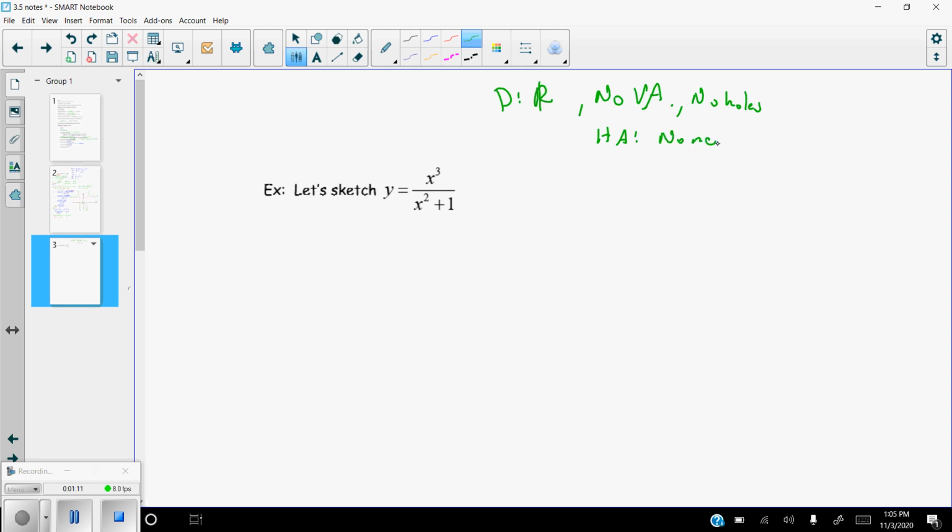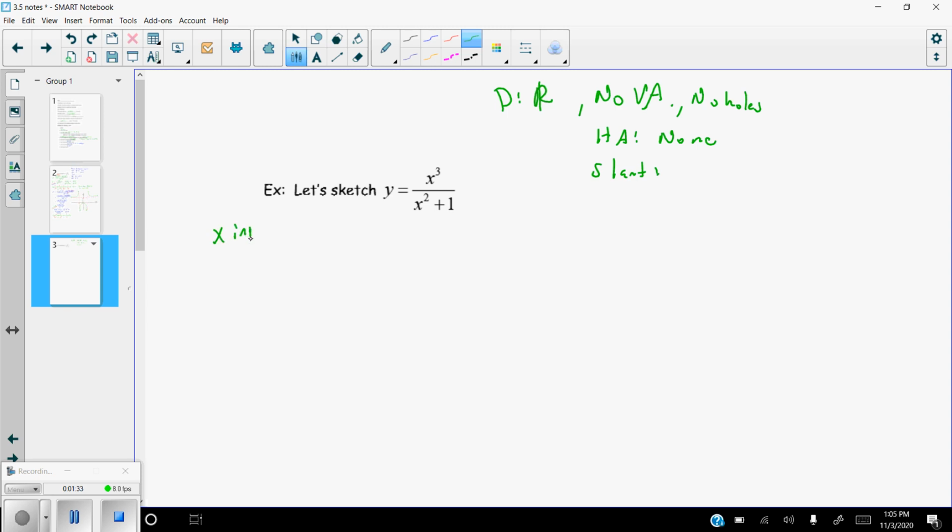So we'll say none. But the numerator's growth rate is exactly 1 power higher than the denominator's growth rate, which means that we do have a slant asymptote. Oops, not stant, slant. So we are going to have a slant, and we'll figure that one out in just a minute. Let's go ahead and talk about intercepts.